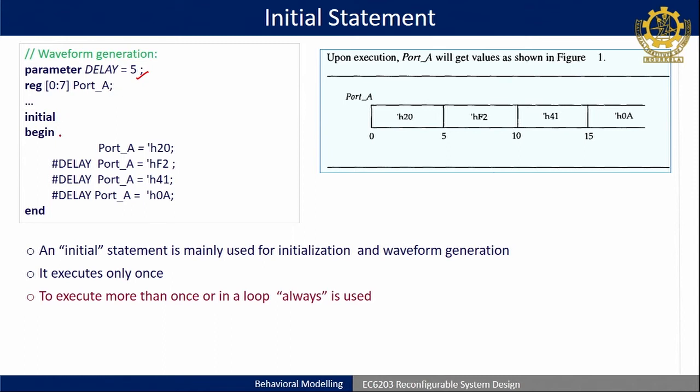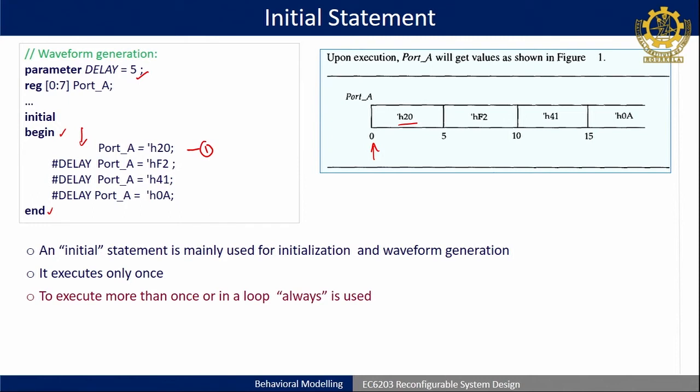So, more than one statement, so one begin end block is there. As the begin end is there, it will execute one after one. First, statement 1 will execute and there is no delay given here. So, if my simulation time is at 0, then at 0 time units I will get at port A the H20 or H20 x value.